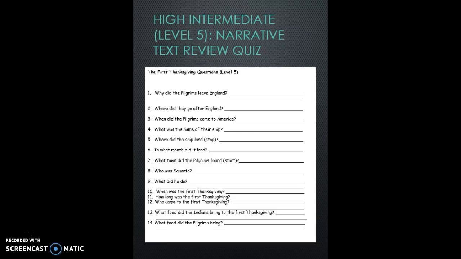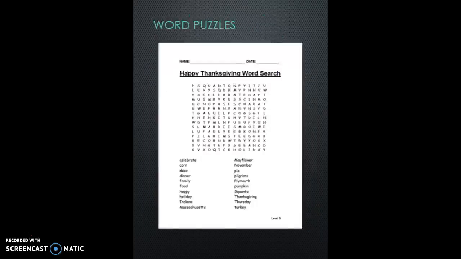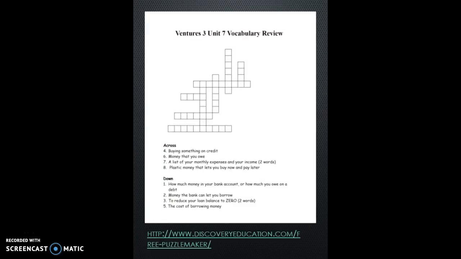Notice how much more complicated and challenging this is at level 5. And this could be a summative assessment. I could grade these on accuracy. But another thing you can do is create word puzzles. Here's a word search for the Thanksgiving lesson. Here's a crossword puzzle created with all of the vocabulary from a unit on shopping and getting out of debt and getting credit and that type of thing.